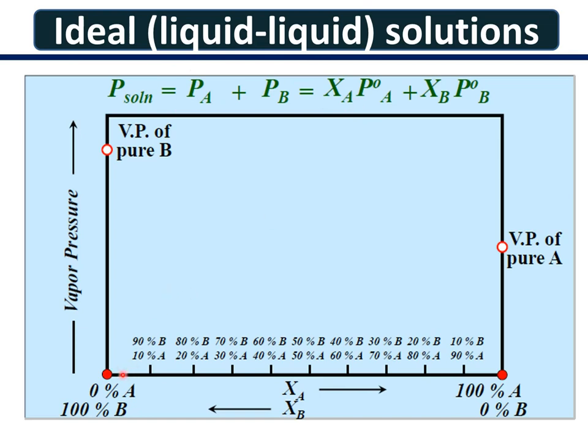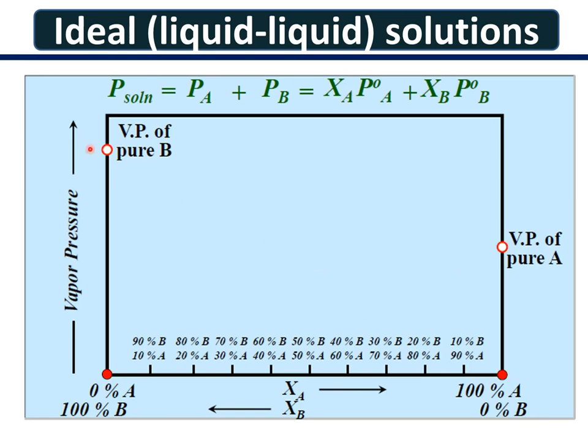as the composition of A increases in this way, the vapor pressure of A will increase in that way. So if you want only to calculate the partial pressure of A, it increases from zero to the maximum value, which is the vapor pressure of pure A, when X_A equals one. When X_A equals one, the partial pressure of A will equal the vapor pressure of pure A. Okay, the same applies for B. So this is the line of the partial pressure of B.